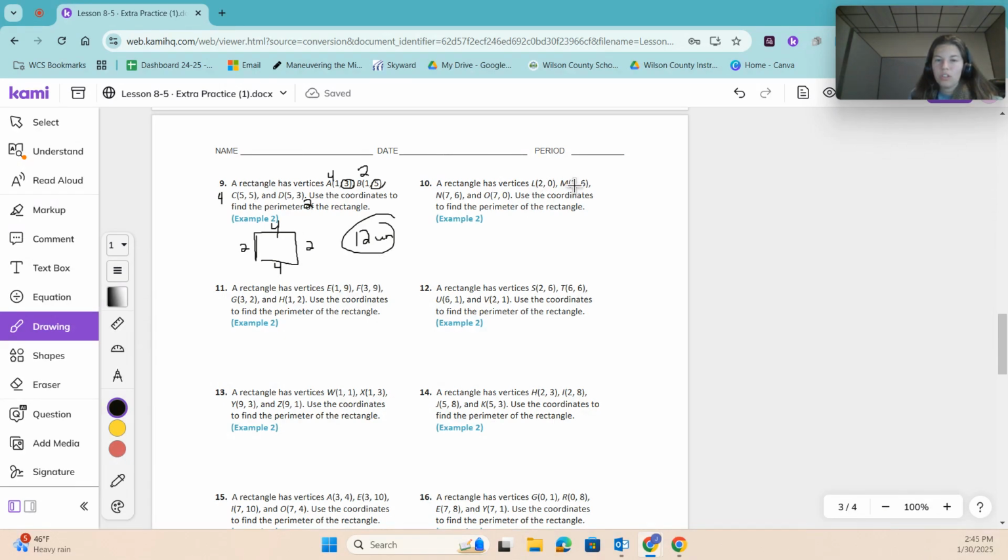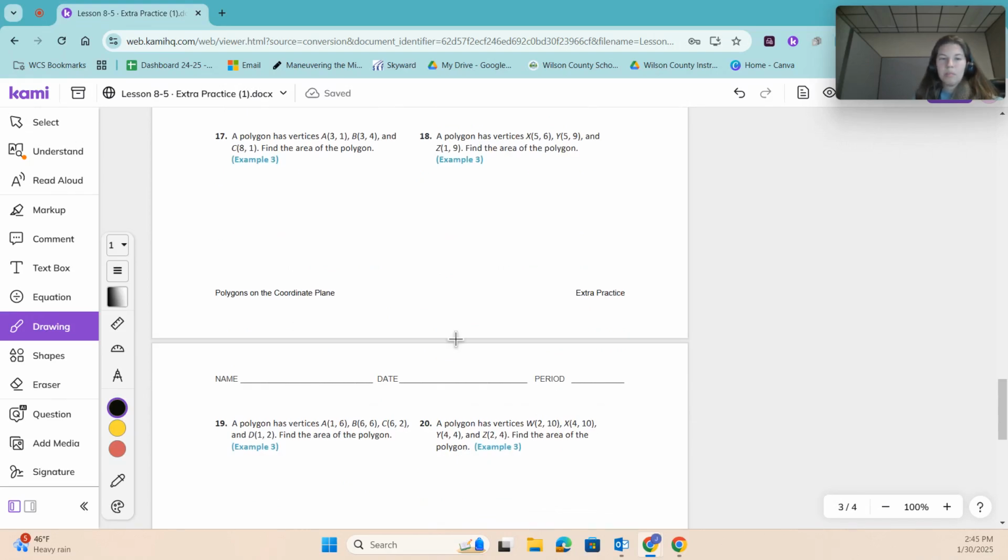(2, 0) to (2, 6), so that's going to be 6 difference. From (2, 6) to (7, 6), that's going to be a 5 difference because of the 7 minus the 2. And then from (7, 6) to (7, 0), that's going to be 6 again. And then (7, 0) to (2, 0), that's going to be 5 again. So again, we have a rectangle that is 5s and 6s. So we have 12 plus 10 is 22 units will be our perimeter. Okay, there are several more that you can try just like that there.